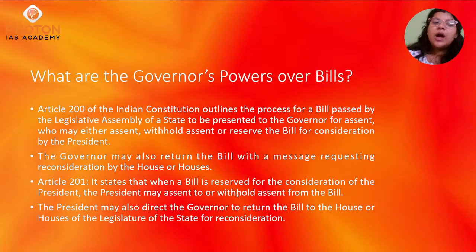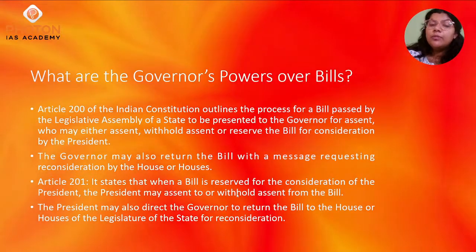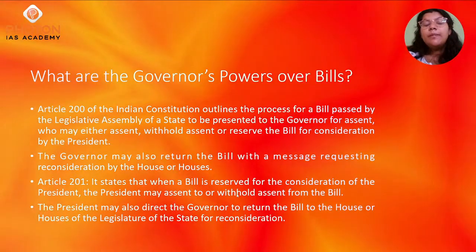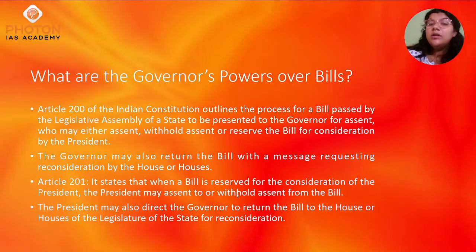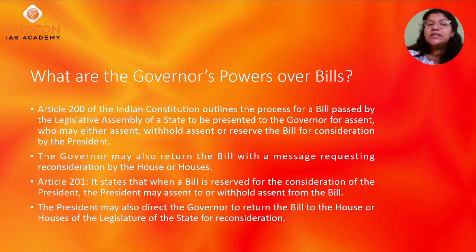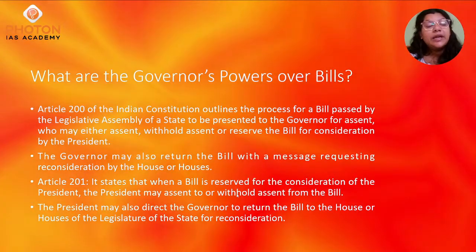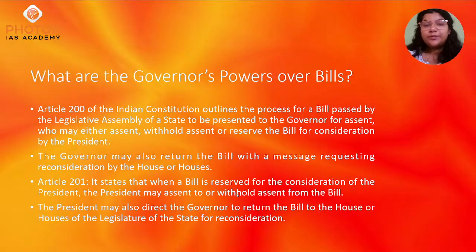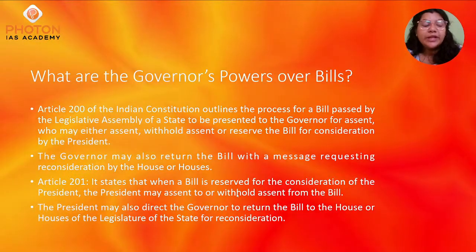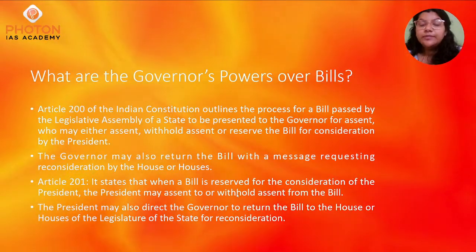Fine. So Article 200 and 201, both of these articles deal with the governor's powers over bills. So these articles were the ones that were taken up by the Supreme Court. Okay, is this point clear? Can I go ahead?